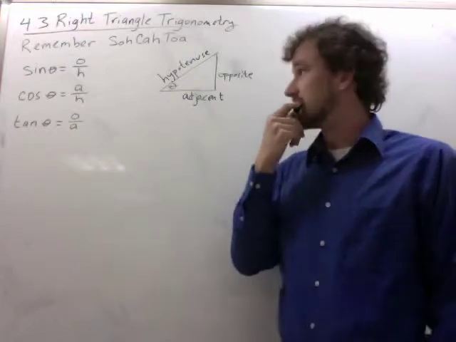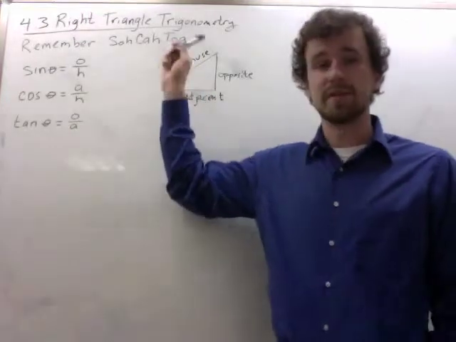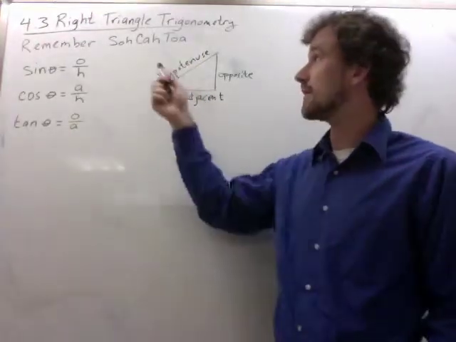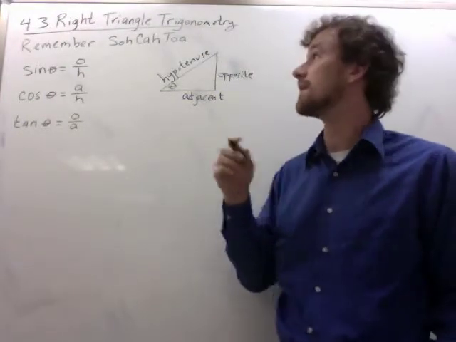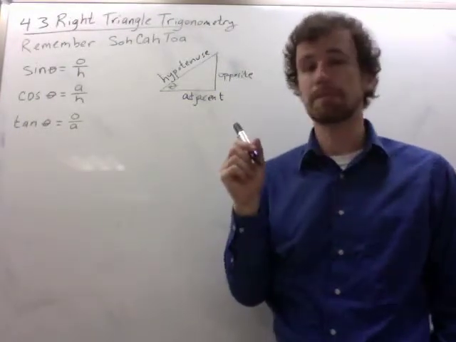The way the book organizes things, I think, is a little bit off. It makes more sense to me for you to learn about right triangle trig before you get into trig functions on the unit circle, because you already know something about right triangle trig.